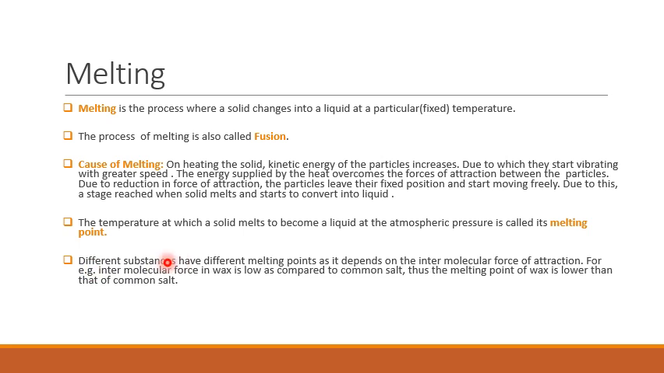Now different substances have different melting points, because it depends on the intermolecular force of attraction between the particles of that particular substance. For example, the intermolecular force in wax is low as compared to common salt. Thus, the melting point of wax is lower than that of common salt, because a smaller amount of heat would be required to overcome the intermolecular force, and hence the substances in which intermolecular force is low have low melting points.